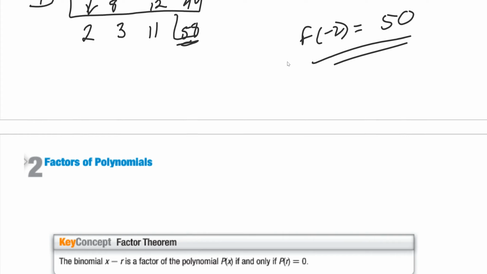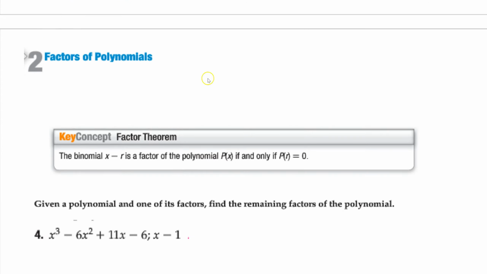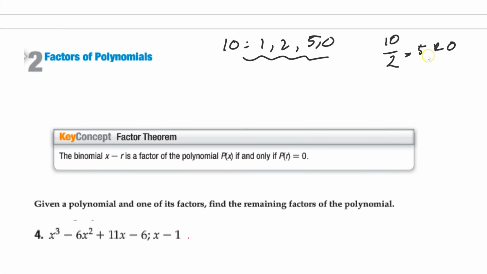Now let's talk about factoring polynomials. I always like to start this off by talking about what factors are. If I ask you, what are factors of 10? Hopefully you say 1, 2, 5, and 10. Those are the factors of 10. The reason is, when you divide 10 by those, you get a remainder of 0. That's what a factor is.